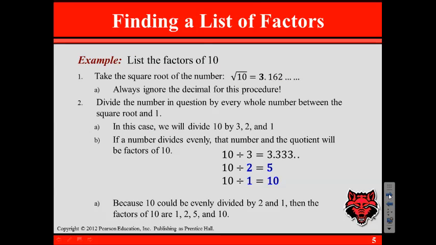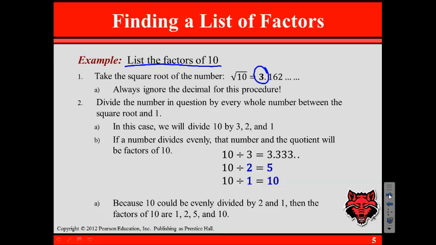Now that we've gone through a few definitions, let's talk about how to find the list of factors of any number. One particular example, let's find the list of factors of 10. We start by taking the square root of the number. So in your calculator, you would type in the square root of 10, and you would find that it's 3.162. The decimal continues forever. We aren't so much concerned with the decimal as we are with the whole number, the number to the left of the decimal, which in this case is 3.